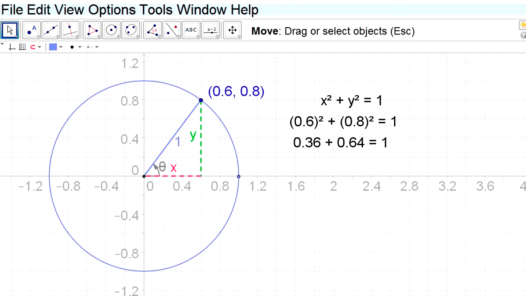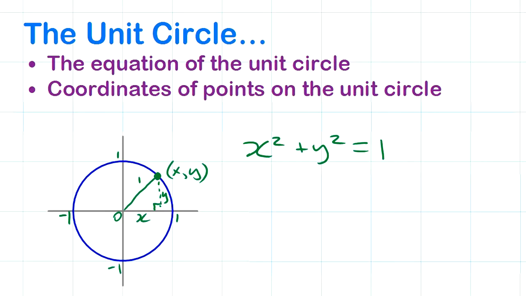All right, let's go back to our other page. We're going to use that equation to work with coordinates on that circle, which are in turn going to eventually help us work with trig ratios for angles in standard position.